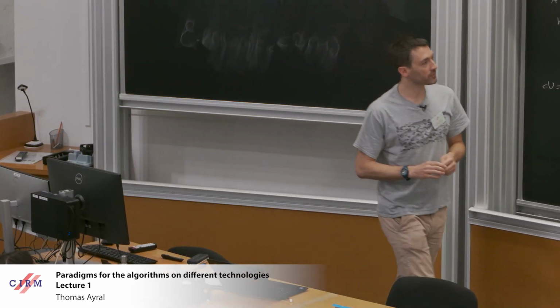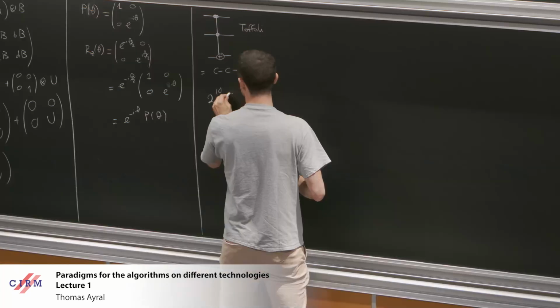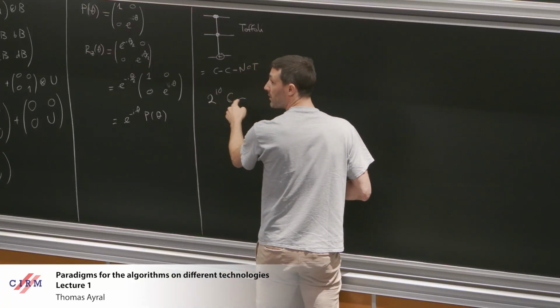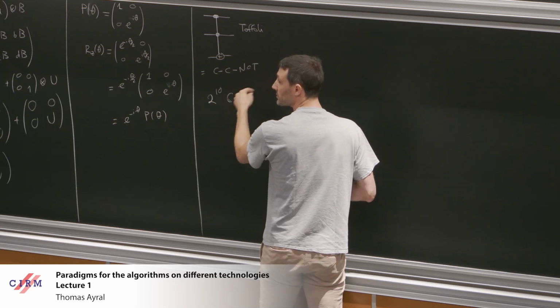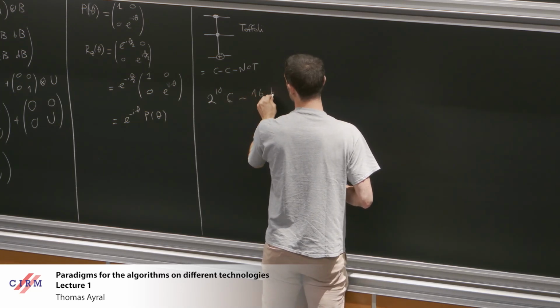So just to give you an order of magnitude, what is 2 to the 10 complex numbers? If I'm not mistaken, 2 to the 10 is 1 kilo, but then a complex number should be 16 bytes. So it's 16 kilobytes.